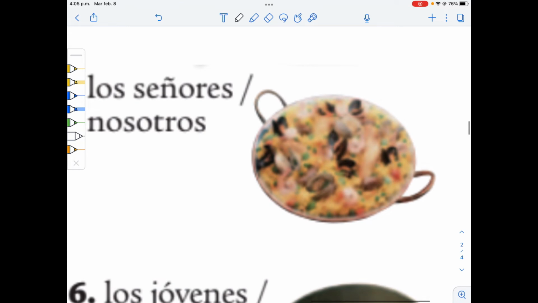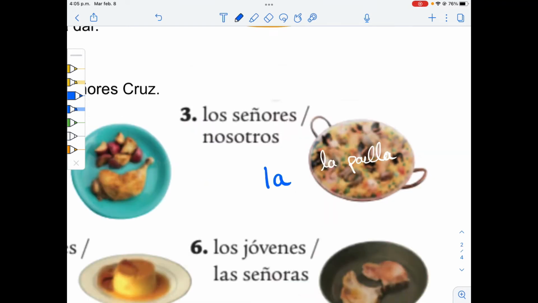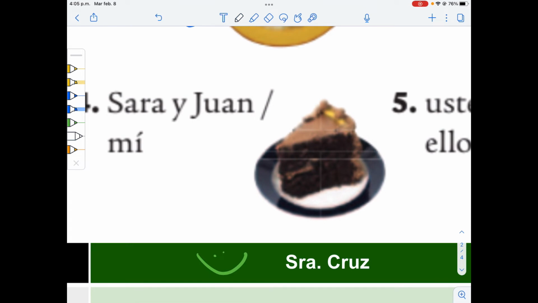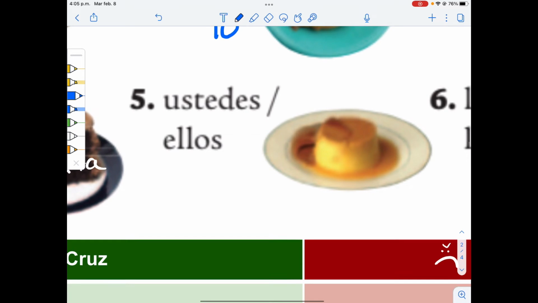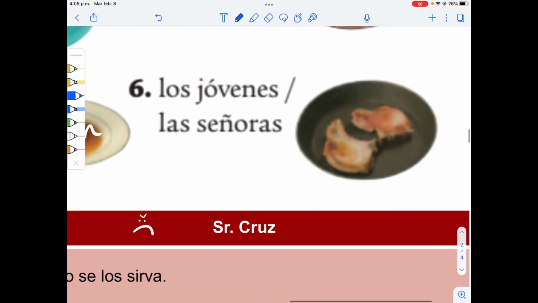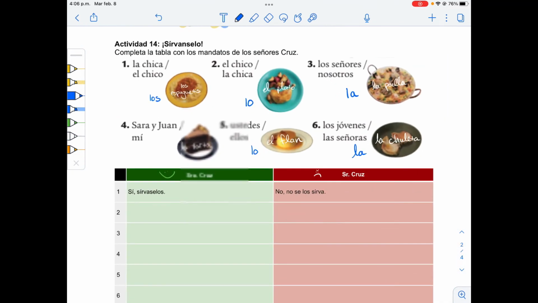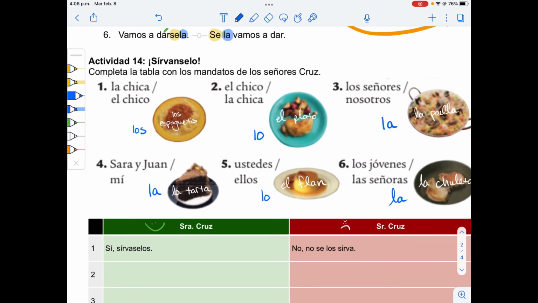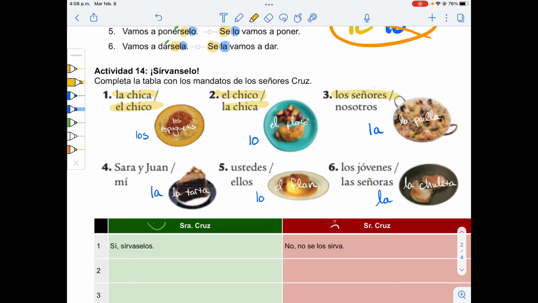Número tres, tenemos la paella, giving us la for our direct object. Número cuatro, tenemos el pastel or la tarta. I'm going to go la tarta, giving us a direct object of la. Número cinco, tenemos el flan, giving us a direct object of lo. Finalmente, número 6, tenemos la chuleta de cerdo, giving us la for our direct object. Now, we want our indirect objects to all match.